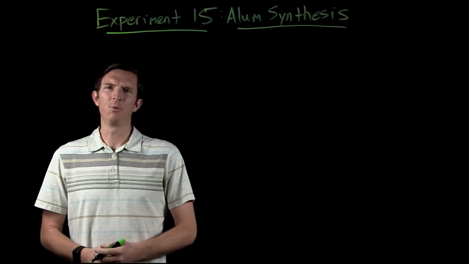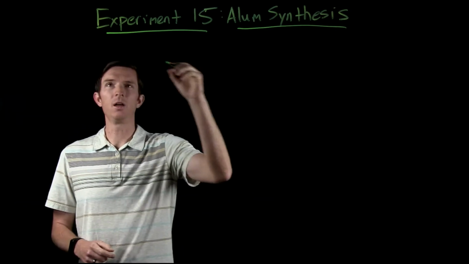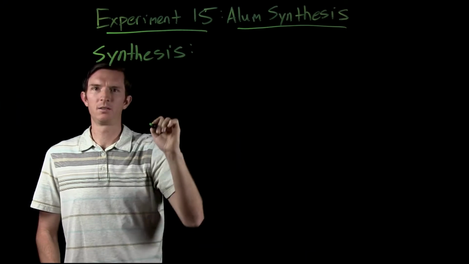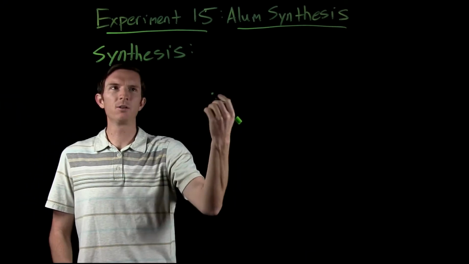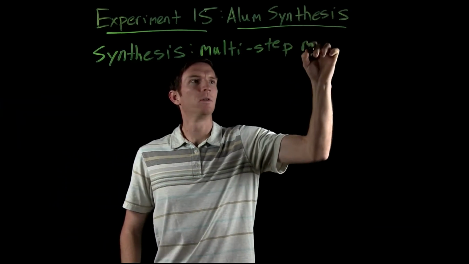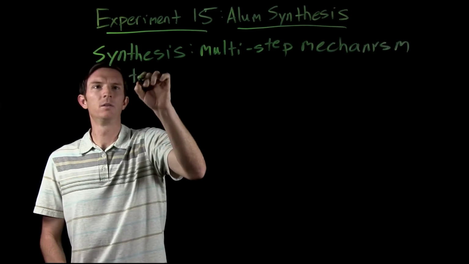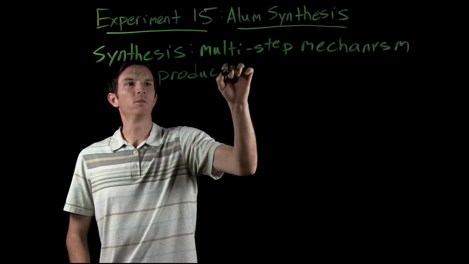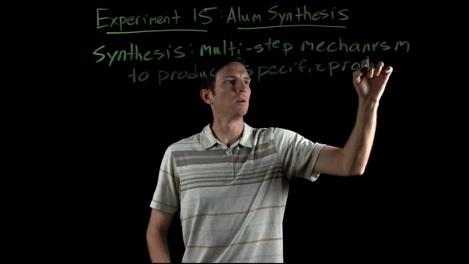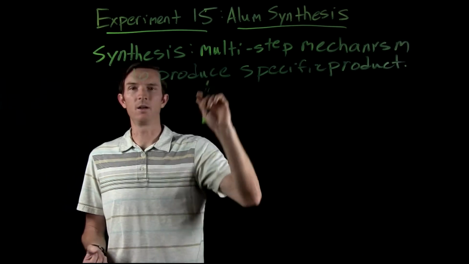So in our next upcoming lab, we're going to be doing a synthesis. What we're going to be doing is synthesizing an alum. Okay, so let's talk real quick about what synthesis is. Synthesis is basically a term that we use when we have a multi-step reaction mechanism, and we use that to produce or synthesize a specific product. Okay, and so the specific product we're going to be synthesizing is an alum.